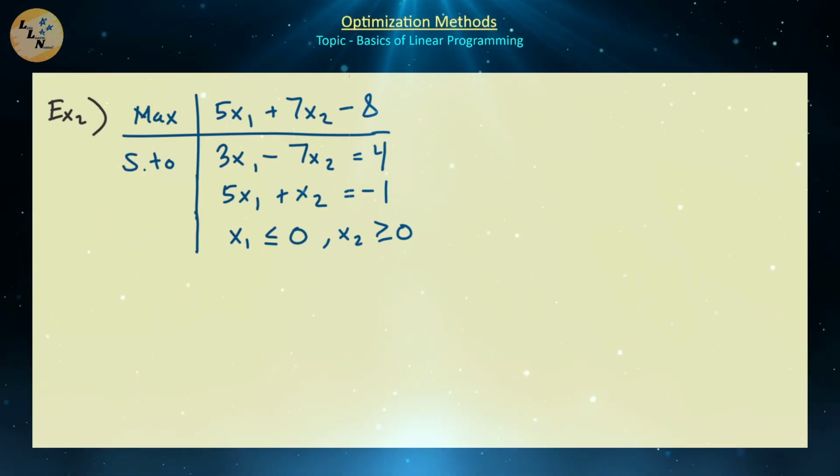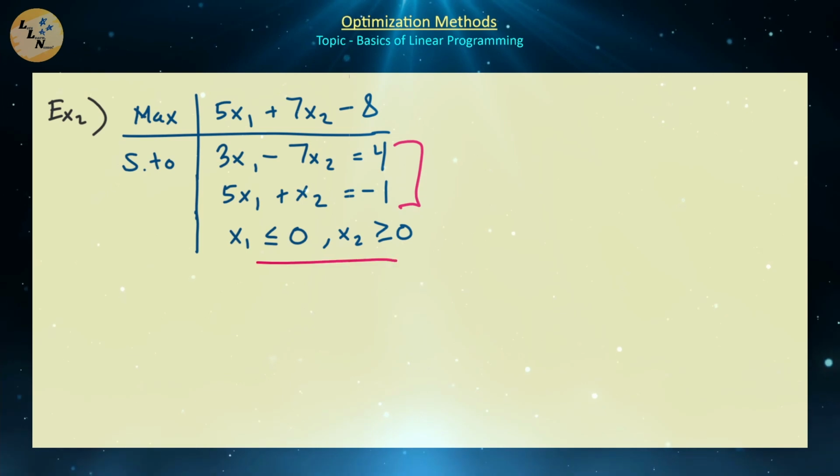Now let us consider this linear program. Suppose our goal is to maximize the functional 5x1 plus 7x2 minus 8 subject to these two constraints and these restrictions. Is this linear program in standard form? It definitely is a linear program because pretty much everything is linear. We don't have anything scary going on. So is it in standard form?